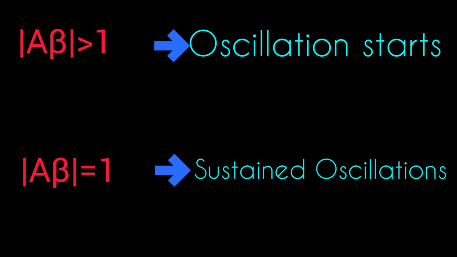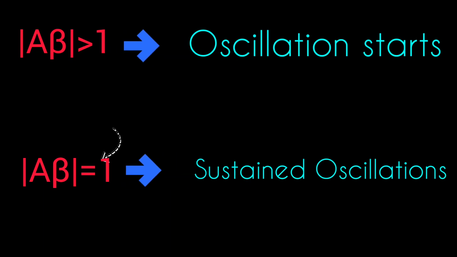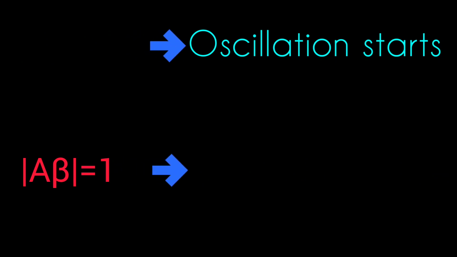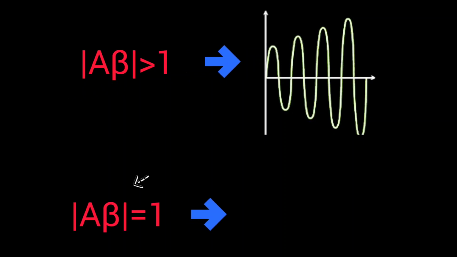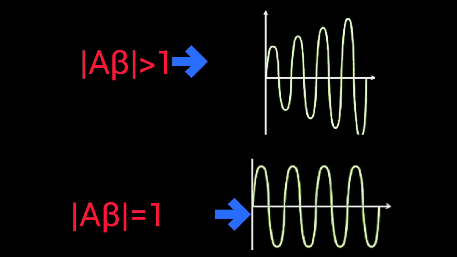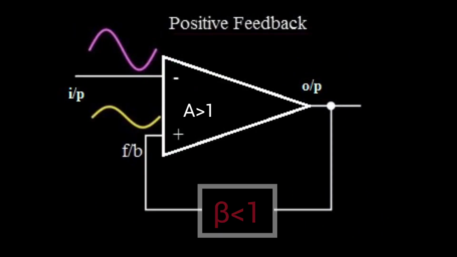The magnitude of loop gain must return to unity. If it remains greater than 1, then we will get overdamped oscillation. And if it returns to unity, then we will get sustained oscillation. In an oscillator, the gain of that feedback resonator, beta, should be less than 1, and the gain of the open loop amplifier, that is the basic amplifier, should be greater than 1.